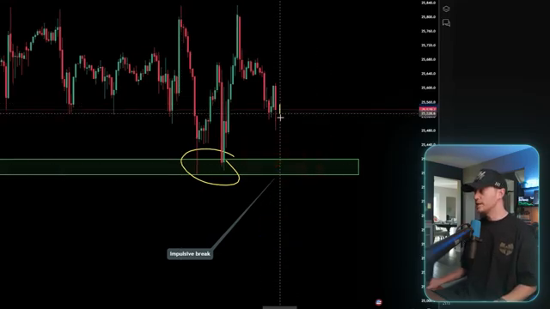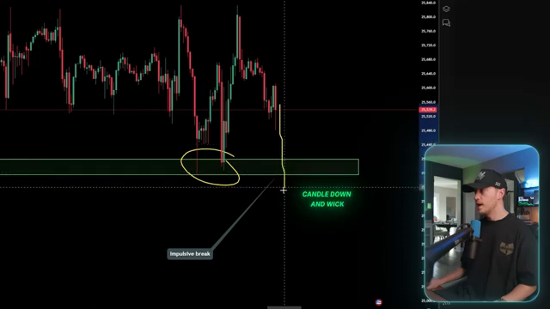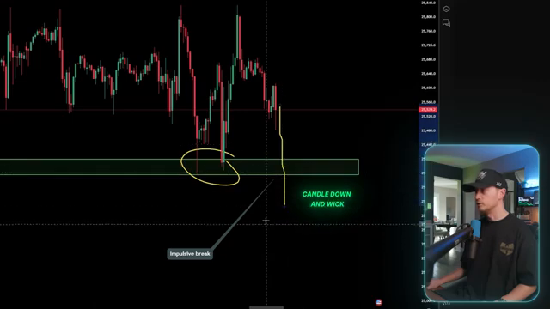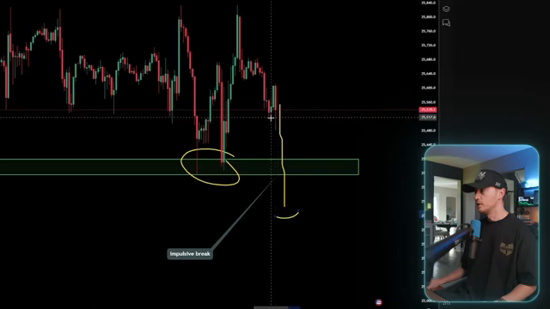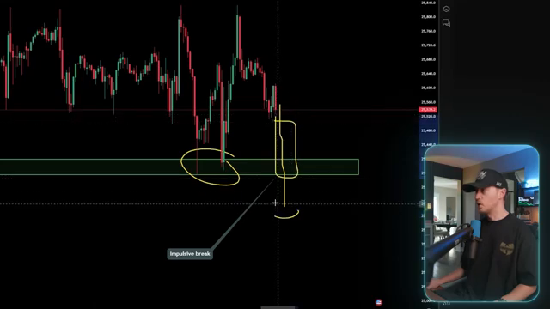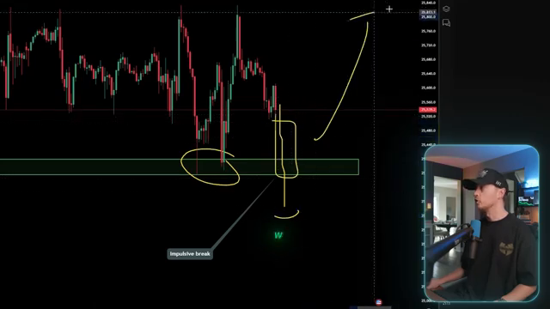We just want to see a candle come down and wick down here, just a wick, okay? We've got our body like that. We want to see the wick, and then we're going up.